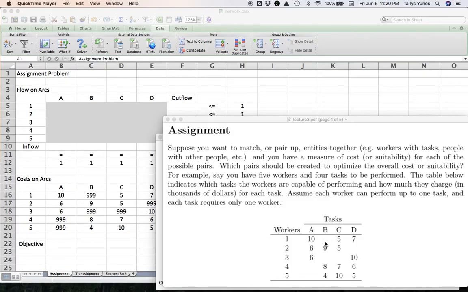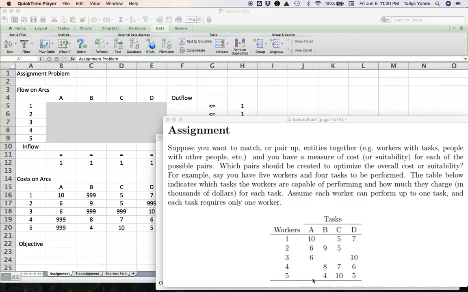An empty cell indicates that the particular worker is not able to perform that task. They don't have the skill set, for example. And when there's a number, that means how many thousands of dollars the worker charges to complete the task. Worker 1 will charge you 10 grand to complete task A. And worker 1 can perform tasks A, C, and D. All right. Likewise, you have the data for the other workers.